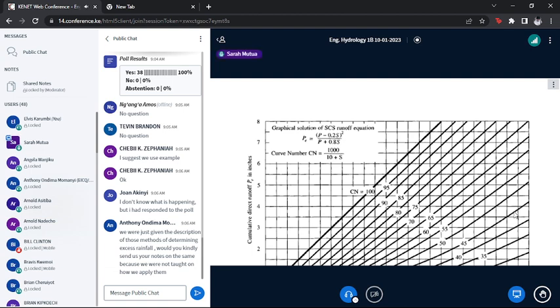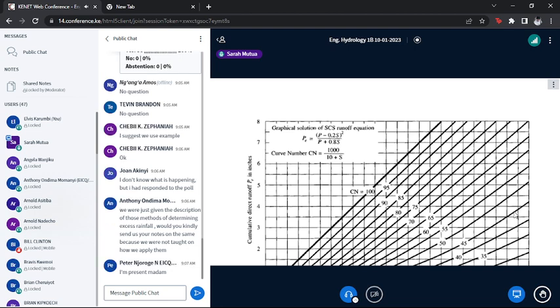Antonio Ondima, you want me to send my notes for determining excess rainfall? All right. Let me see how I can extract that part of the notes and send them to you, because they also have examples on how to use them.